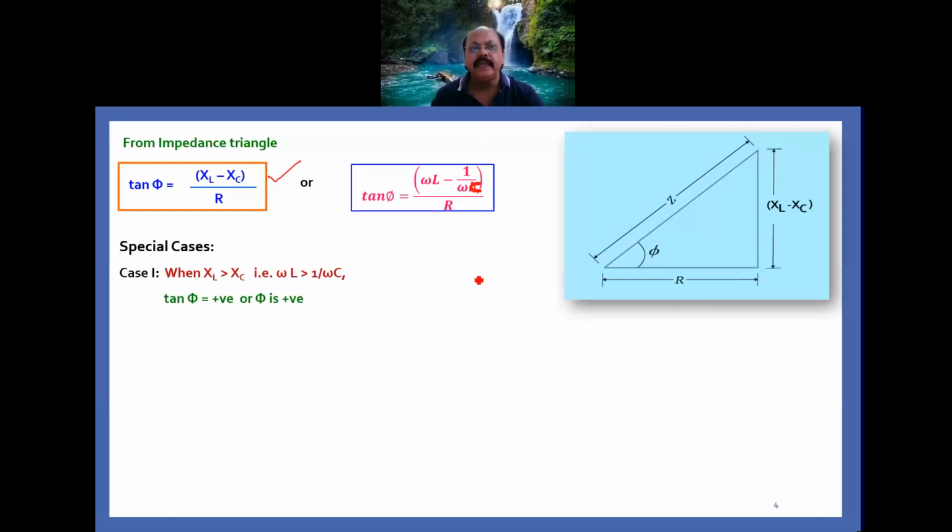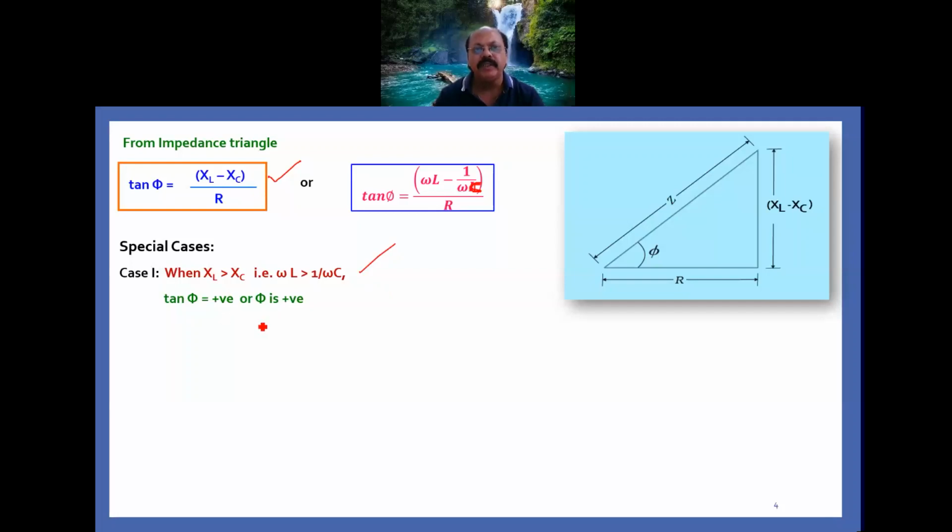The first special case is when XL is greater than XC. Now we have three conditions: XL greater than XC, XL less than XC, and XL equal to XC. First we take XL greater than XC, or omega L greater than 1 upon omega C. In that condition, from this equation, you will get tan phi positive.